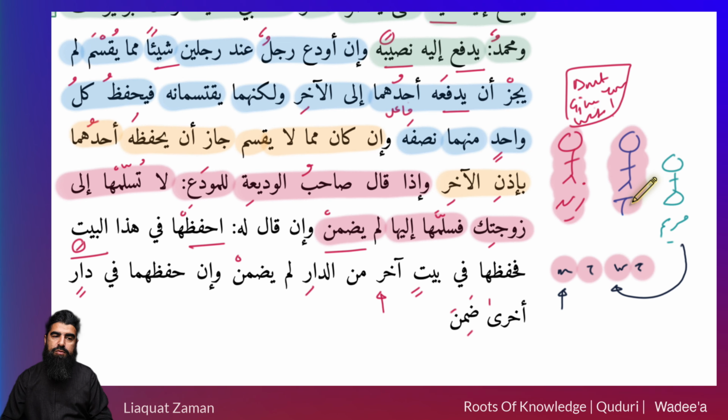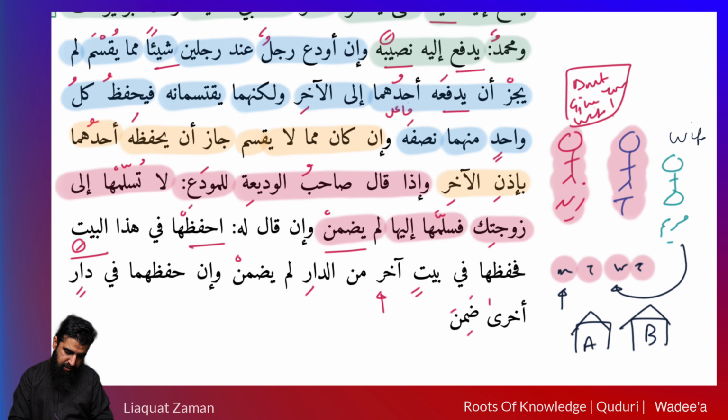So this guy will not be responsible, because remember, we said this in the beginning of the chapter last week: he's allowed to safeguard it with anyone who is in his dependence. Now, what if the same guy said, I want you to keep it in house A, not house B? I want you to keep it in house A. I do not want you to keep it in house B.